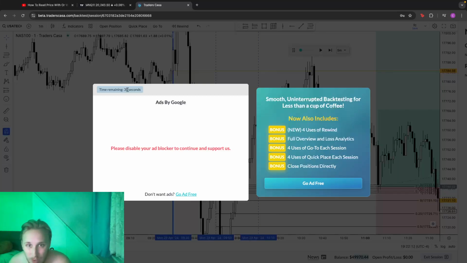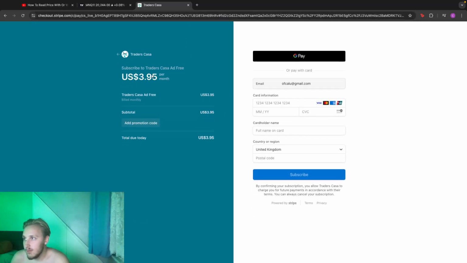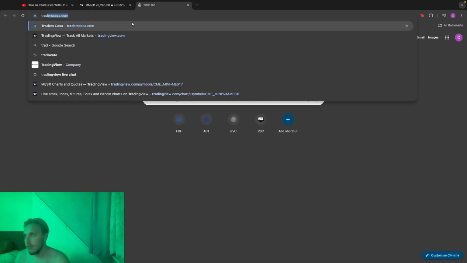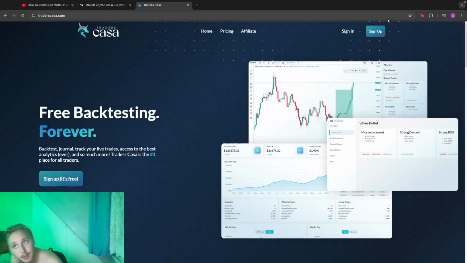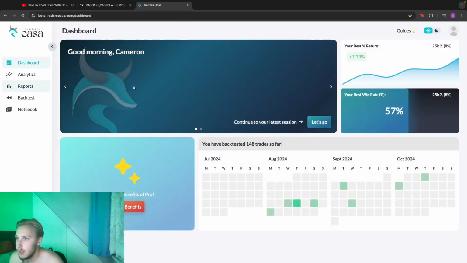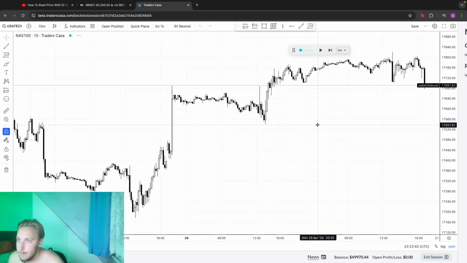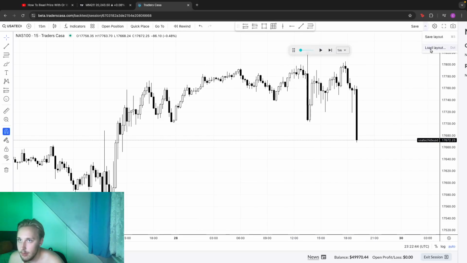I don't even like talking rubbish, but this, you get 4 uses of rewind, 4 uses of go to, 4 uses of quick place. Bro, really? For how much? I mean, it's not much, but it's just stupid. Oh, I've just closed the app. Is it going to put me back? That's so annoying if it doesn't. Oh, wait.